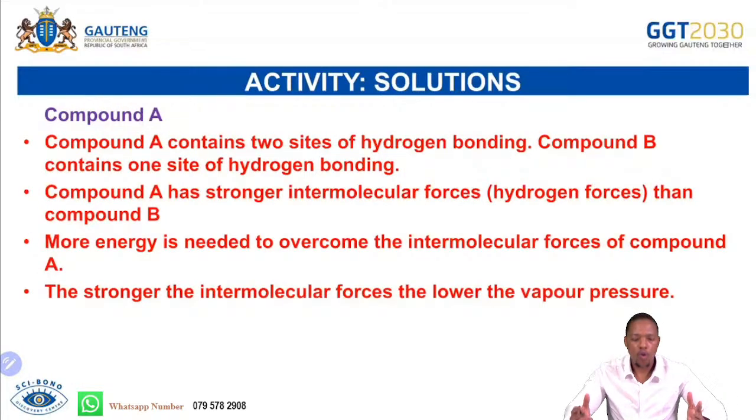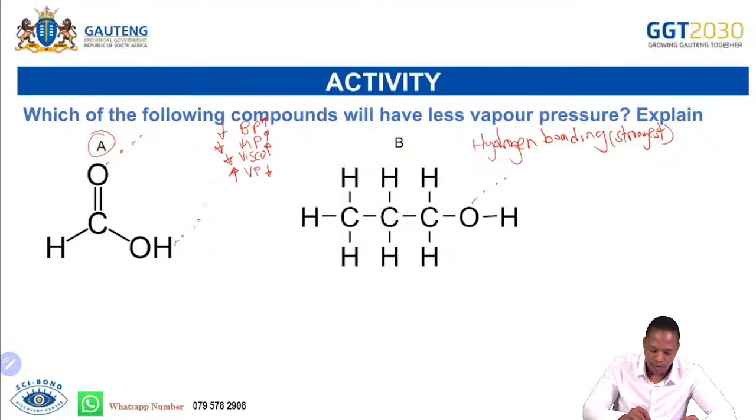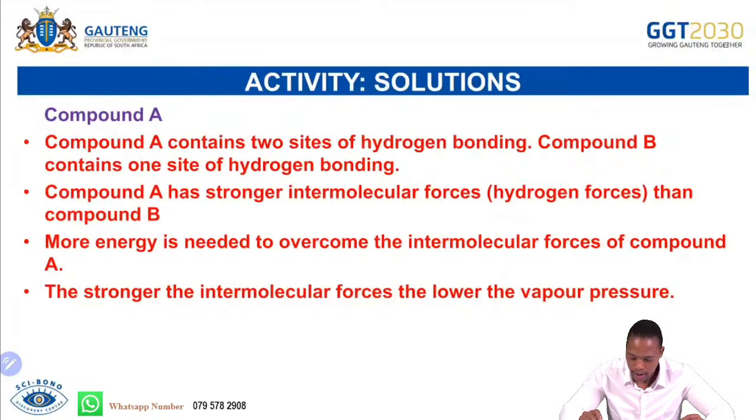We would say compound A has the lower vapor pressure. Why? Compound A contains 2 sites of hydrogen bond, as we have looked at it, and compound B contains 1 site of hydrogen bond. We've talked about the difference in their structure.